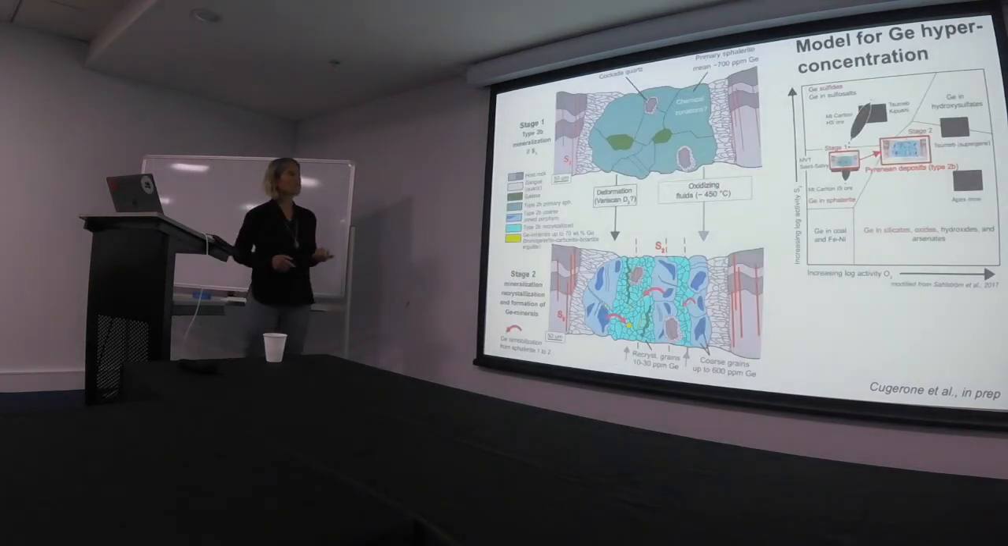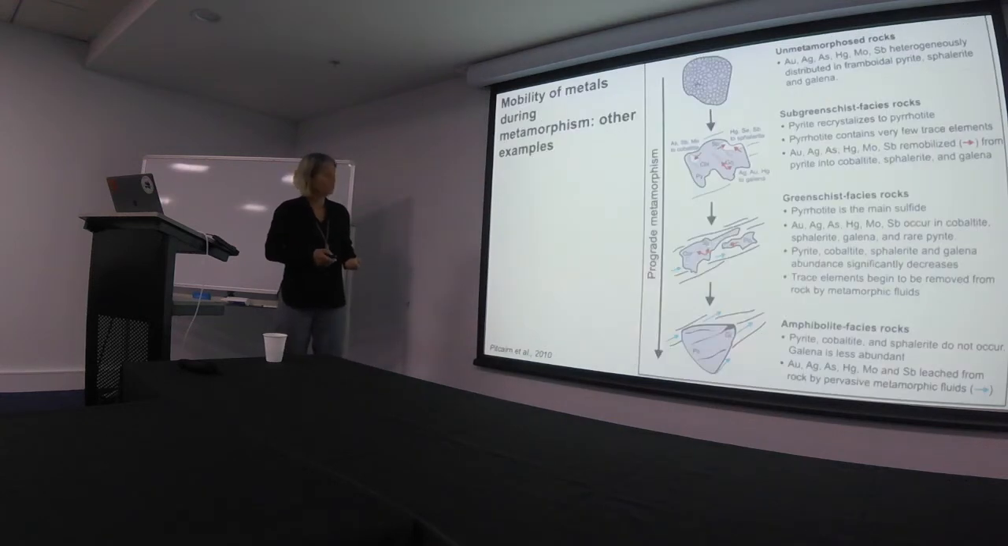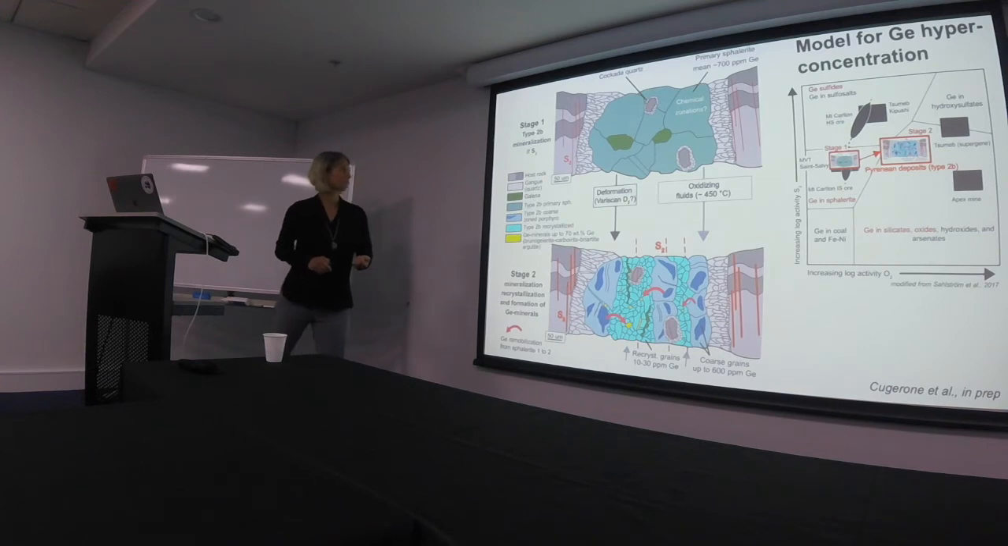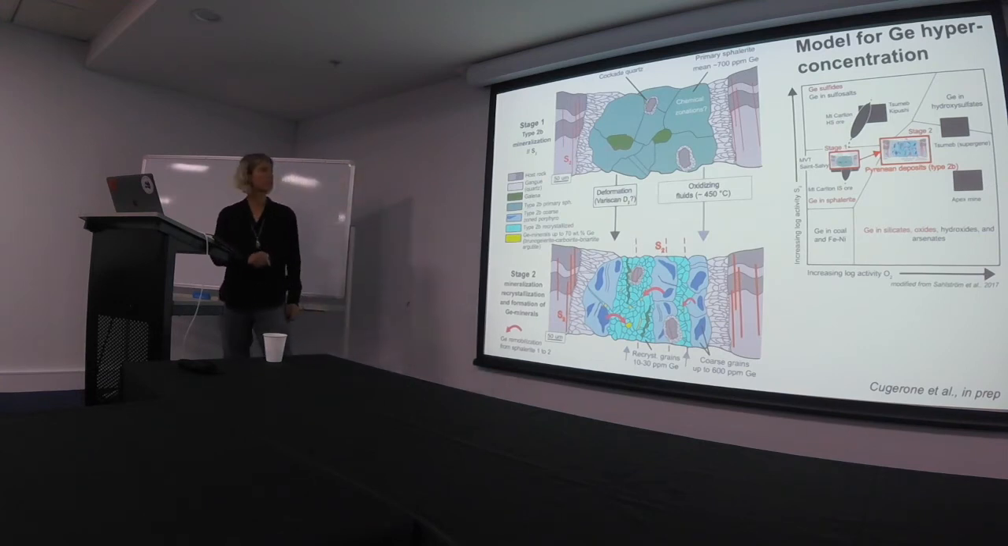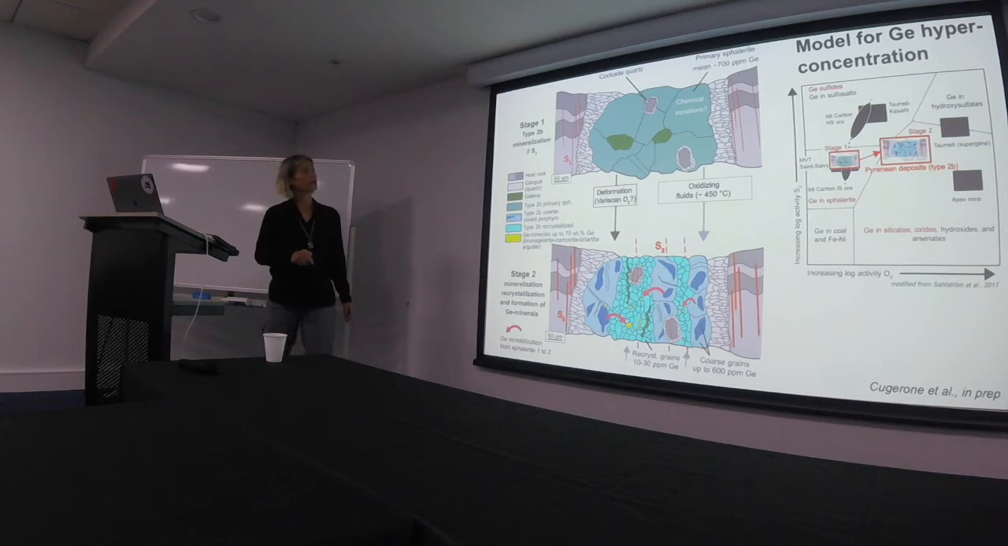So what's the model for germanium hyperconcentration? It's a redistribution. We are kind of in a closed system at sample scale, but it does concentrate at millimeter scale. So our idea is that we do have these veins made of sphalerite here in dark green. This sphalerite may have chemical zonation and heterogeneities. It's primary sphalerite crystallizing in these vertical veins.